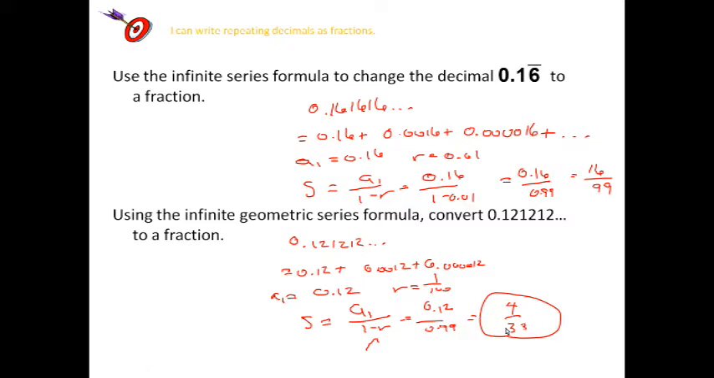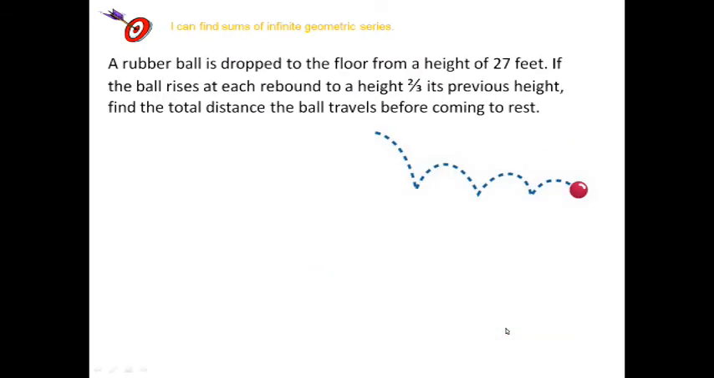Okay, there we go. A rubber ball is dropped to the floor from a height of 27 feet. If the ball rises at each rebound to a height 2/3 of its previous height, find the total distance the ball travels before coming to rest. So I start at 27, I bounce to the ground, I come up 2/3 as high, I bounce to the ground, 2/3 as high, and so on. So you can see here that your r is going to be 2/3.